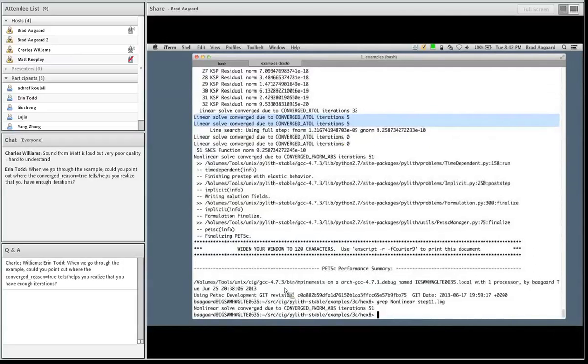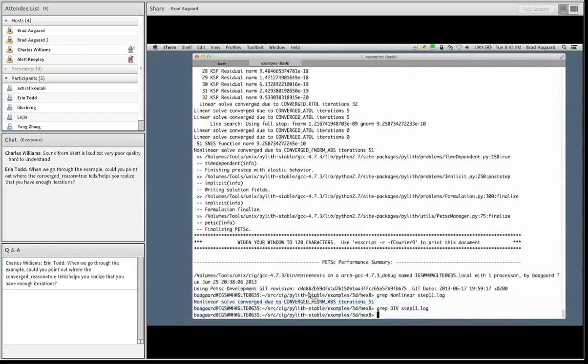And if there were multiple time steps, I could pull out what this looked like for multiple time steps, and I could see what that one line looked like to make sure there was never any divergence. I can also grep for div. There's no div, so no diverged warnings. So that's what we see when we run the problem.